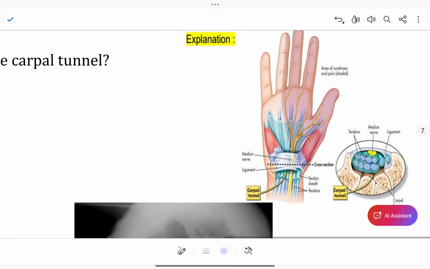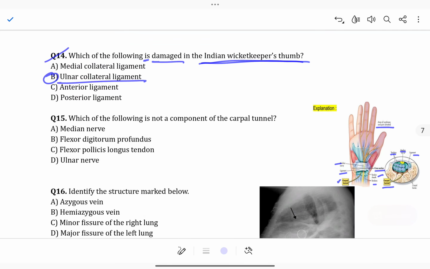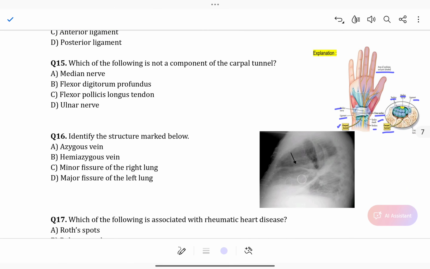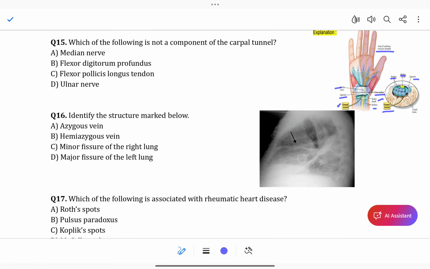See, this is the median nerve. These are the tendons, median nerve, ligament, carpal tunnel, cross section here, tendon sheath, and area of numbness and pain shaded. So in this, the answer is the ulnar collateral ligament. Question 14, ulnar collateral ligament. Come to question number 15.